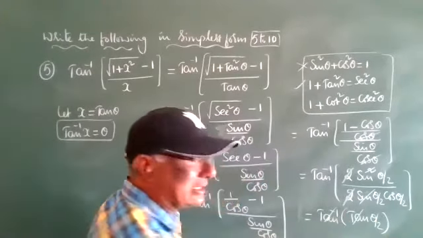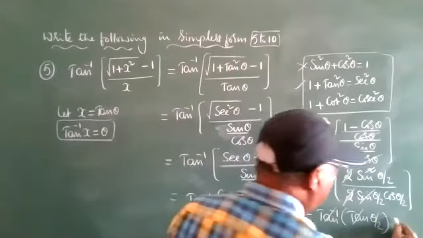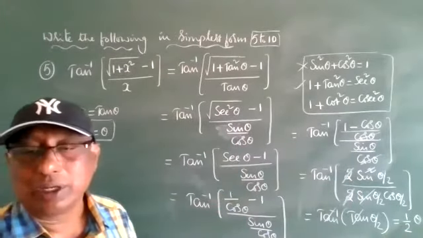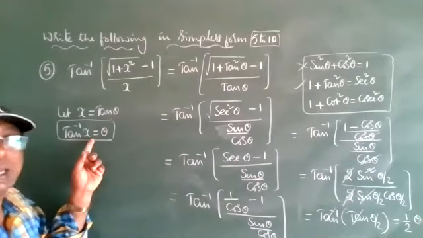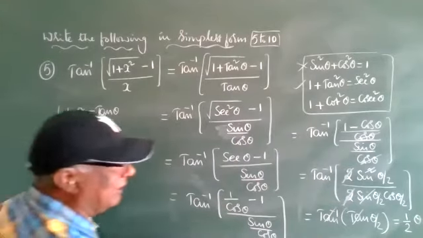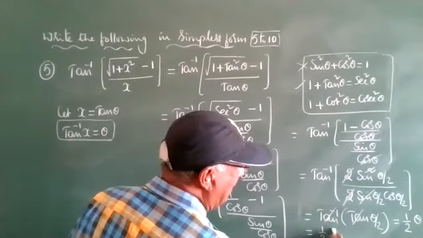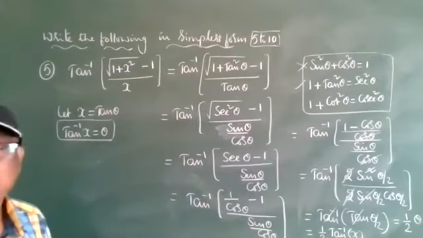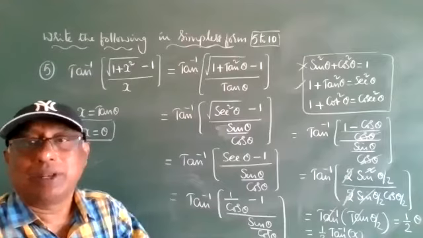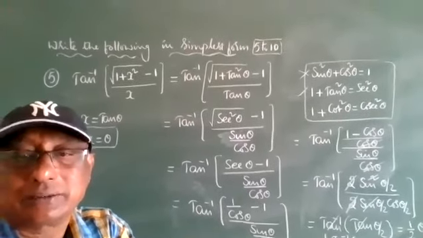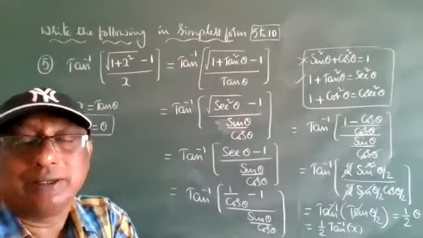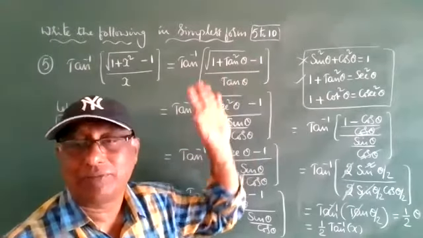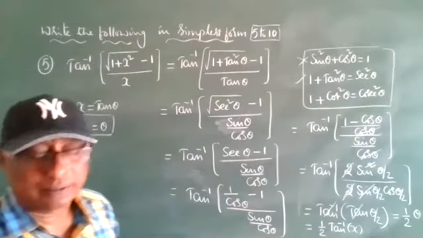Tan and tan inverse cancel. What is remaining? Theta by 2, which means 1 by 2 into theta. What is theta? It is tan inverse x. So half into tan inverse x. That is the very simplest form we can get. Only these three trigonometric formulas should be remembered, okay?